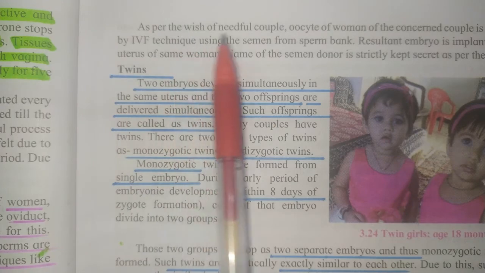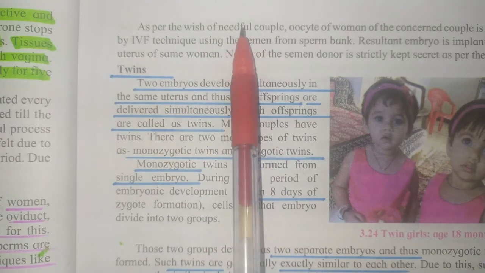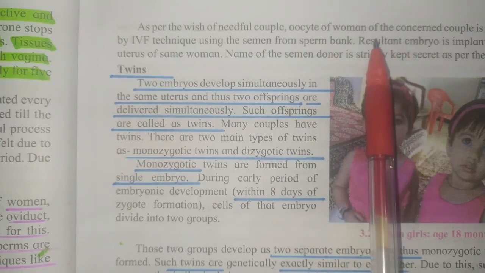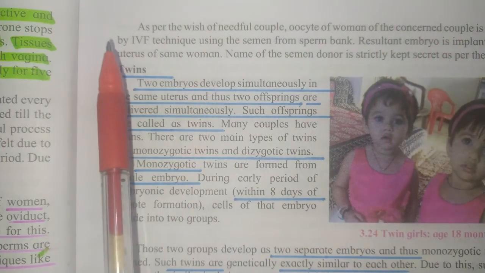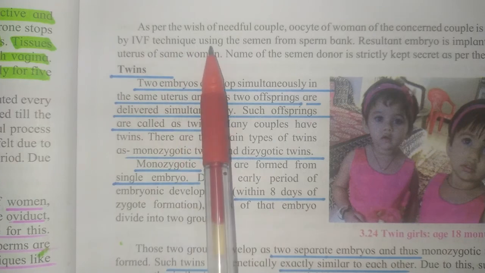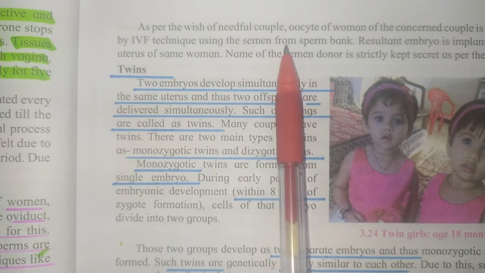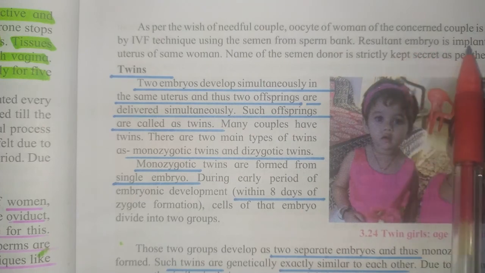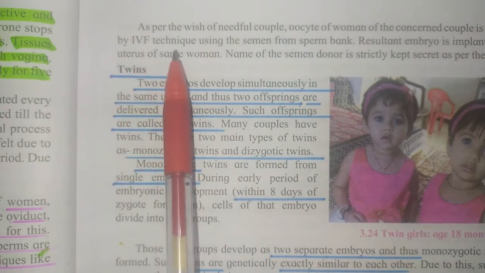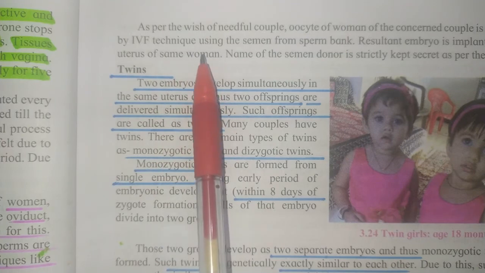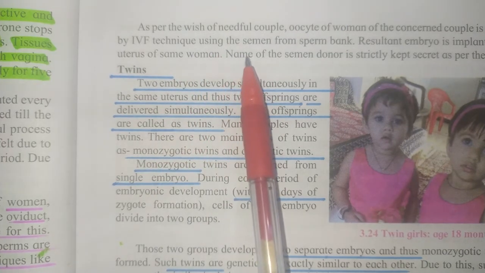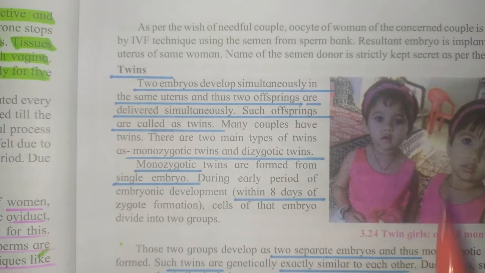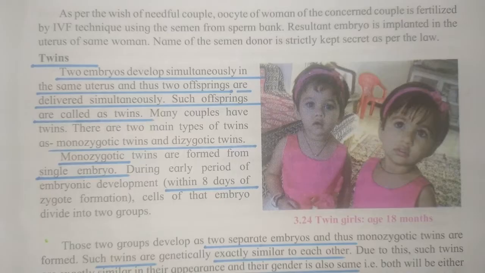As per the wish of the needful couple, those who are in need of such thing, the oocyte of the woman of the concerned couple is fertilized by IVF technique using the semen from sperm bank. The resultant embryo is implanted in the uterus of the same woman, not another one. Name of the semen donor is strictly kept secret as per the law.